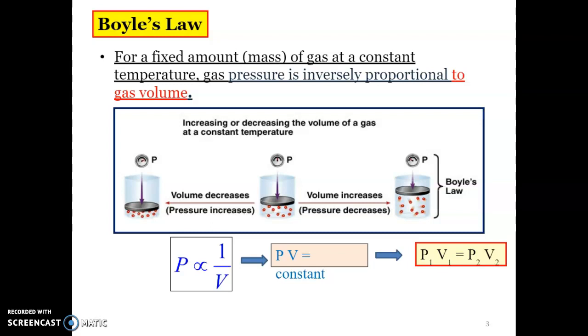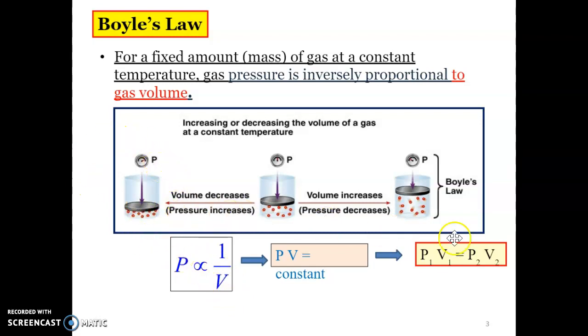Boyle's law states that for a fixed mass of a gas at a constant temperature, the gas pressure is inversely proportional to the gas volume. So as we increase the pressure, the volume will decrease, or as we increase the volume, the pressure will decrease.